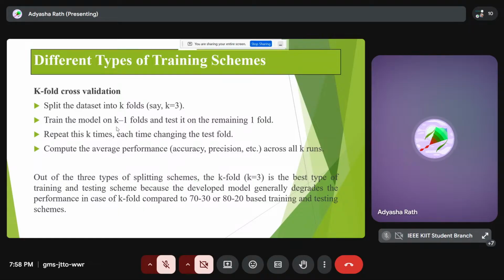After that, take the average to get accuracy, precision, recall. That is the meaning of K-fold. K can be 3, K can be 5, K can be 7. Is it clear? Out of the three types of splitting schemes, K-fold is the best training and testing scheme, because the developed model generally degrades in performance with K-fold compared to 70-30 and 80-20 schemes. So if you are getting a good result in K-fold, definitely out of these three, K-fold will be the good one.